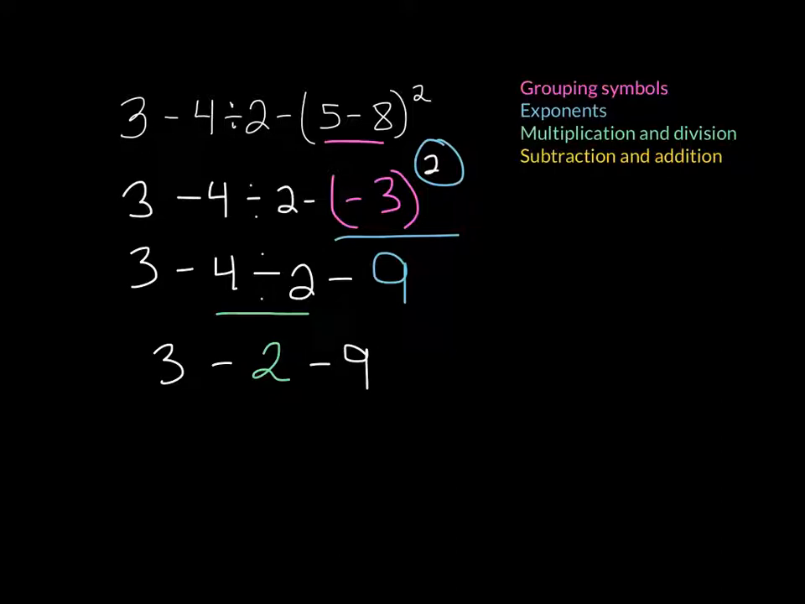Now we do subtraction and addition. You can work subtraction and addition from left to right. Or what I like to do is add my positives together, add my negatives. Here we have 2 negatives. That would be negative 11. So you'd have 3 minus 11. And since the signs are different, subtract, keep the sign of the larger. So that would be negative 8.